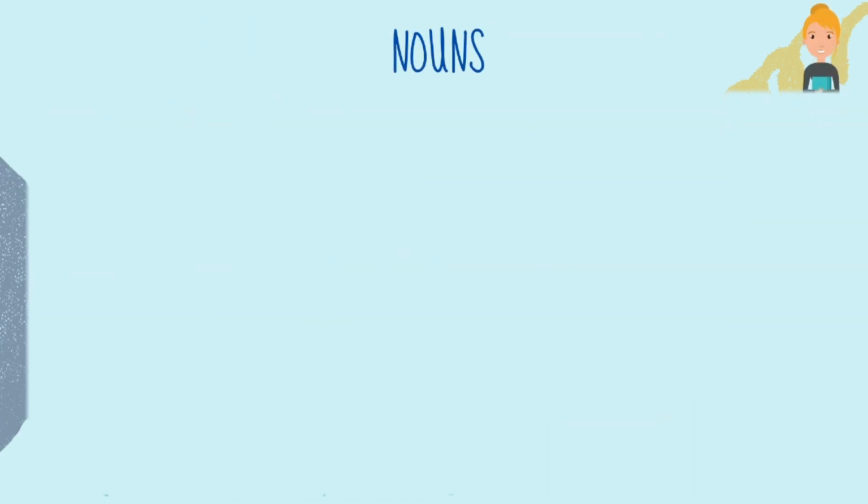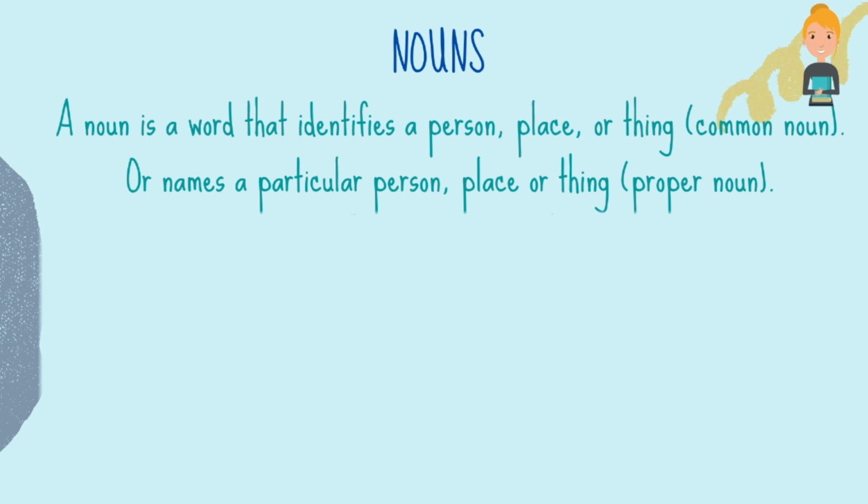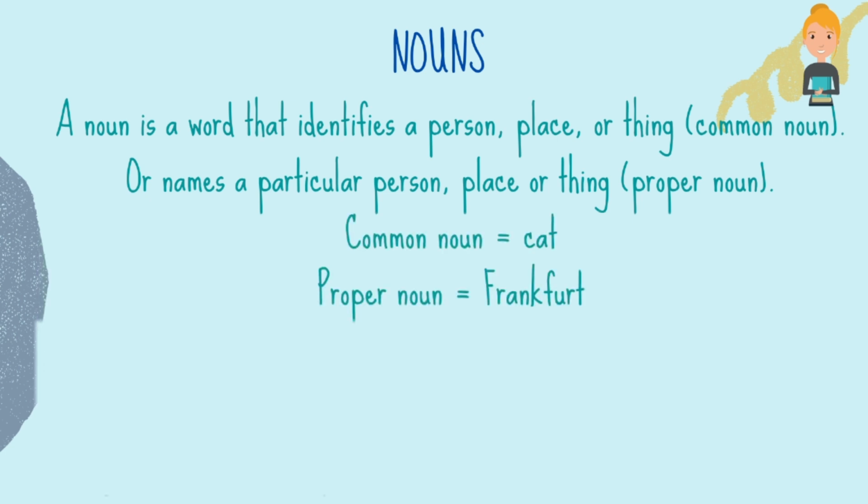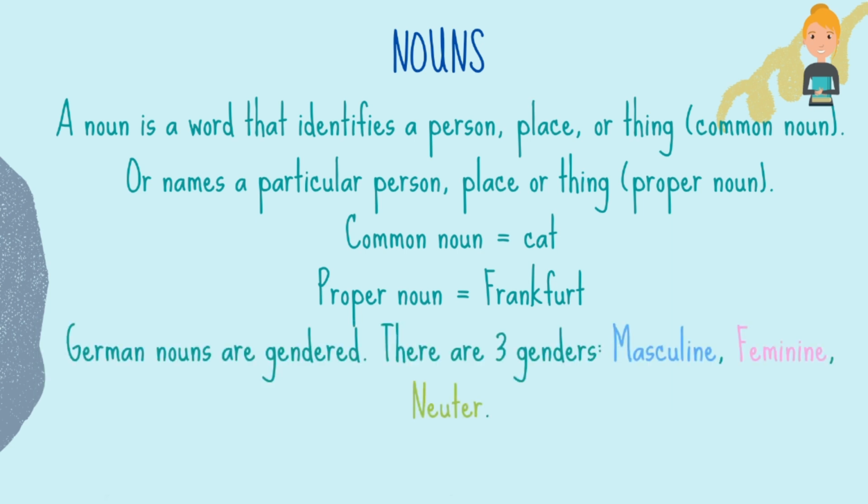What is a noun? A noun is a word that identifies a person, place, or thing, a common noun, or names a particular person, place, or thing, a proper noun. An example of a common noun would be the word cat, and an example of a proper noun would be the city name Frankfurt. German nouns are gendered, which is unlike English, as most of our nouns are genderless.